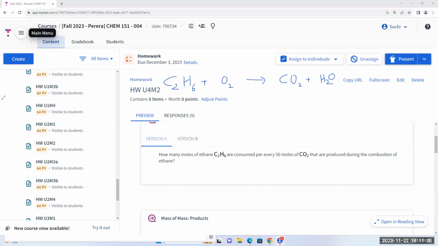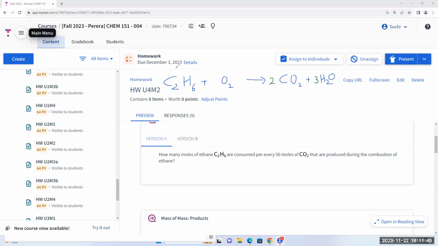Let's do the balancing now. You have 2 carbons on the reactant side, so I'm going to multiply the carbon dioxide by 2, so that I can have 2 carbons on the product side as well. And we have 6 hydrogens on the reactant side, so I'm going to multiply H2O by 3, so that I can now have 6 hydrogens on the product side as well.